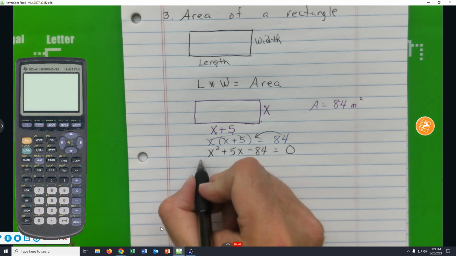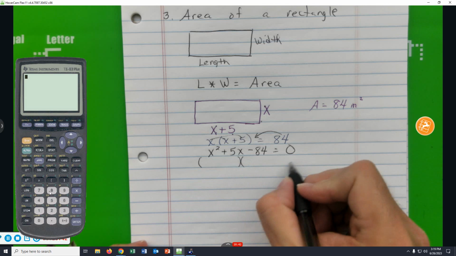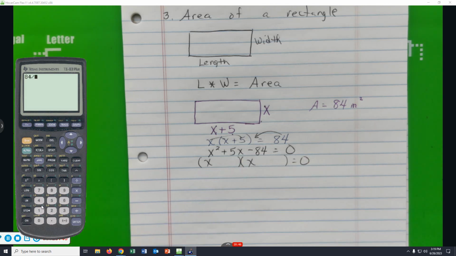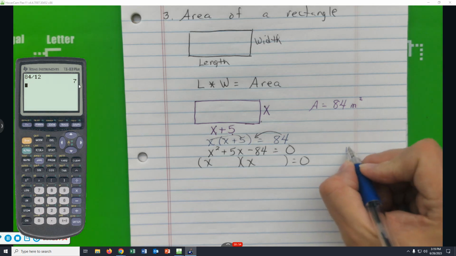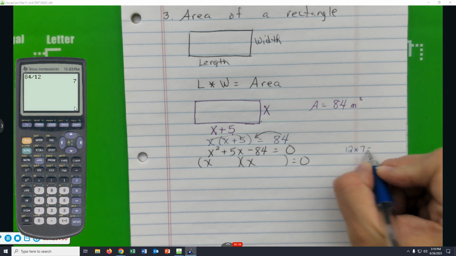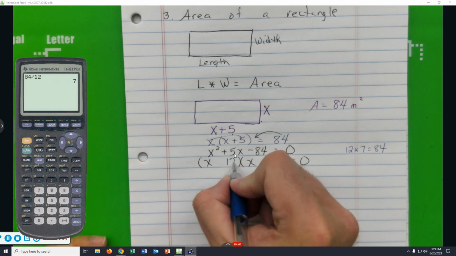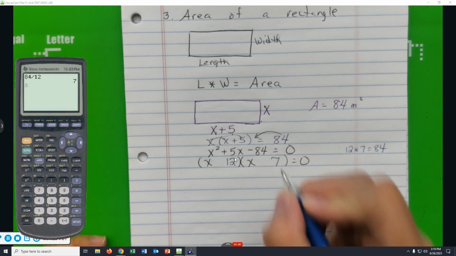We'll write our parentheses. And what numbers multiply together to give 84? I know 2 divides into it, but I think you've got it. 12 and 7 times 7 would give us 84. And notice their difference is 5. 12 minus 7 is 5. Isn't that what we need that middle term to be?